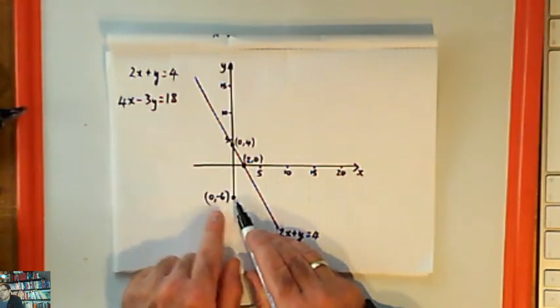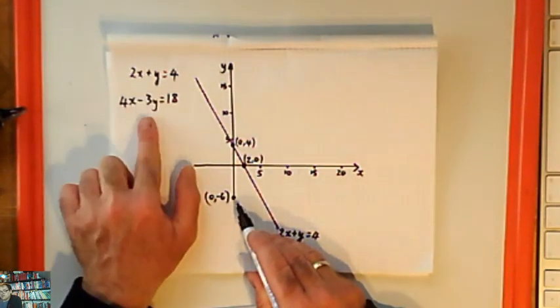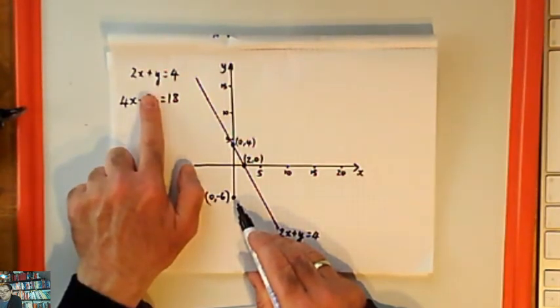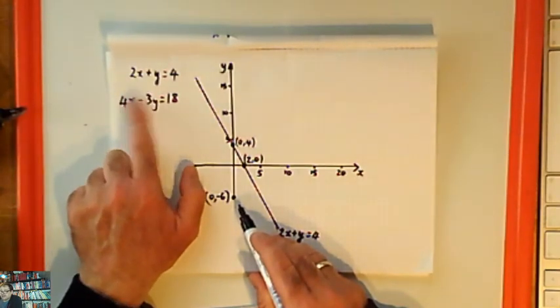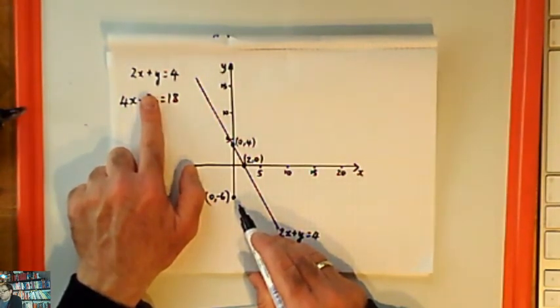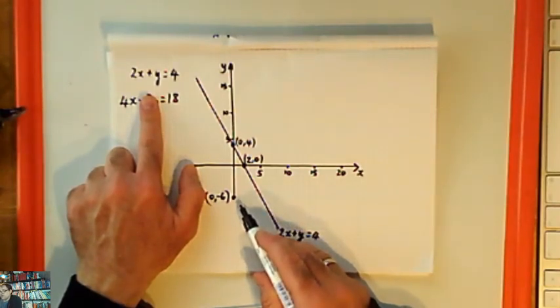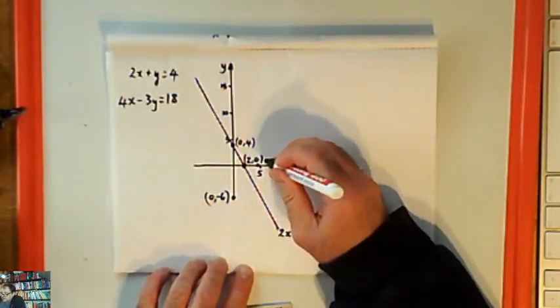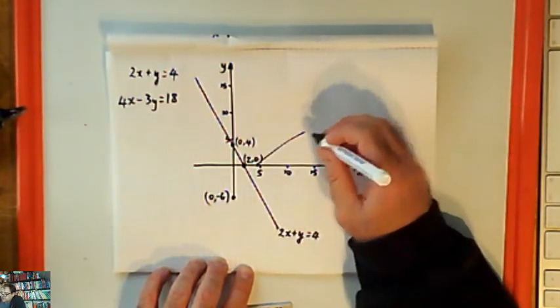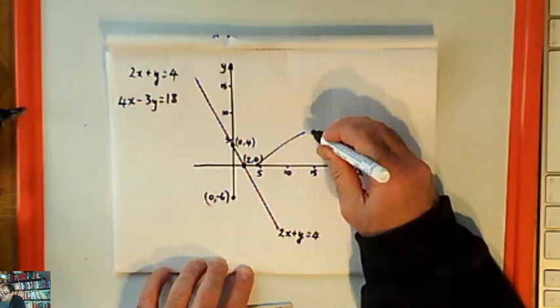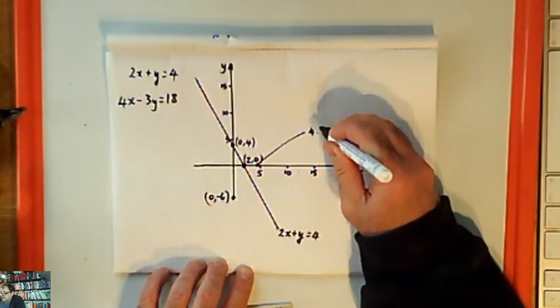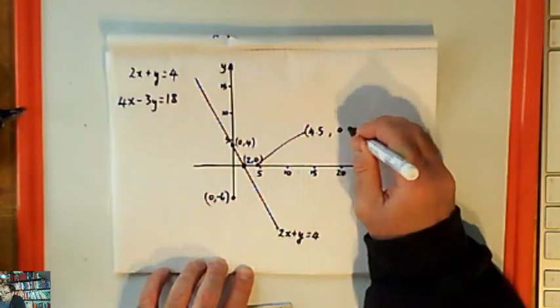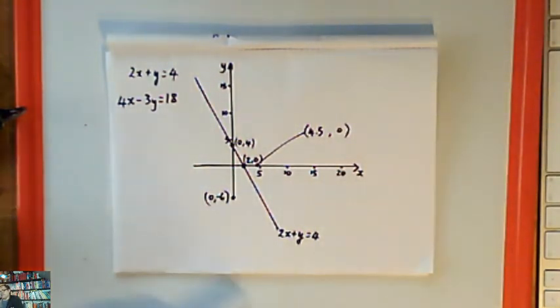What about if y was 0? Then the minus 3y bit would disappear and you'd just have 4x equals 18. If I divide both sides by 4, I would get x equals 4.5. So when y is 0, x has to be 4.5 to make it balance. So that gives me the point here. Let me just do a little line there.